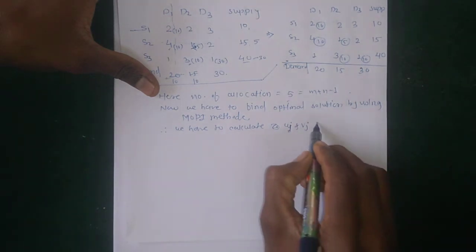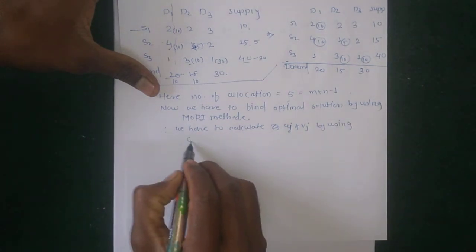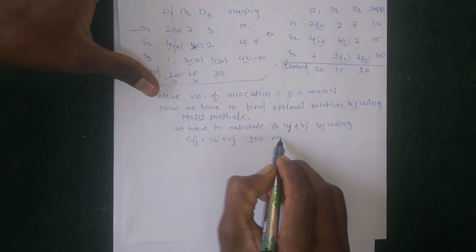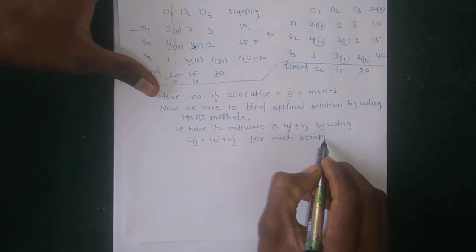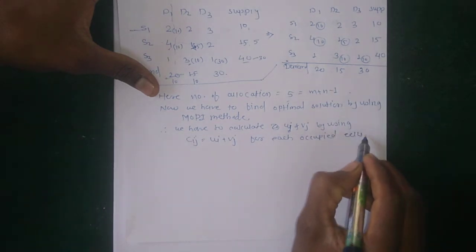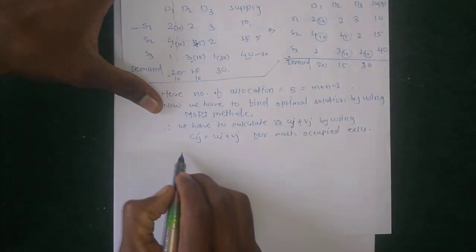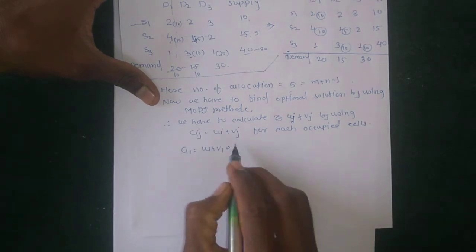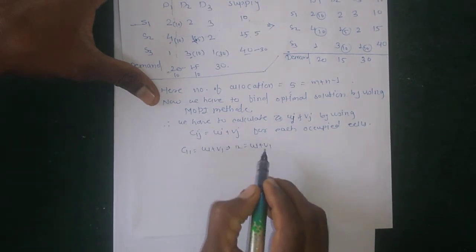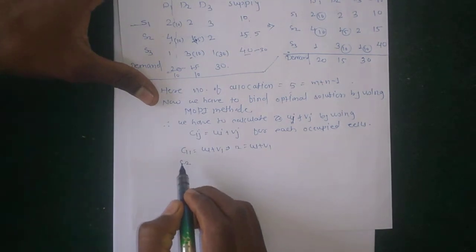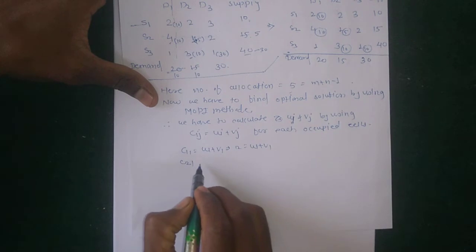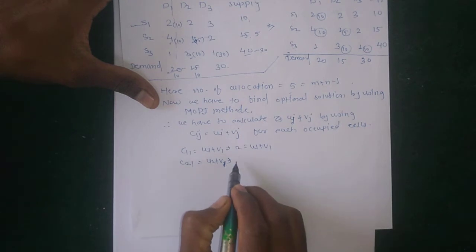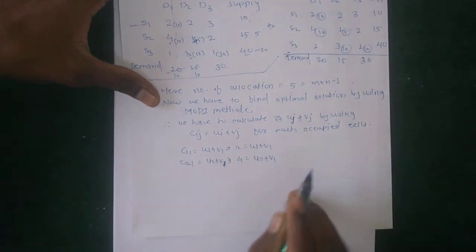We have to calculate Ui and Vj by using Cij equal to Ui plus Vj for each occupied cell. The occupied cells are, first, C11 equal to U1 plus V1, which implies that the C11 value 2 is equal to U1 plus V1. Next is C21 equal to U2 plus V1. Their value 4 is equal to U2 plus V1.